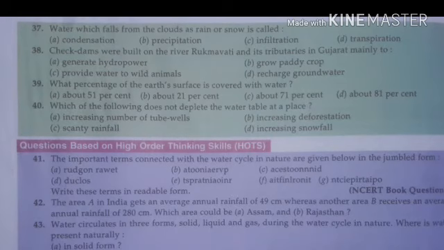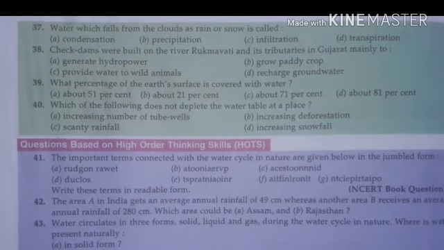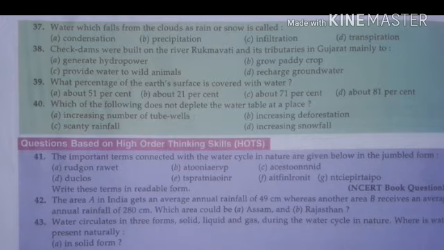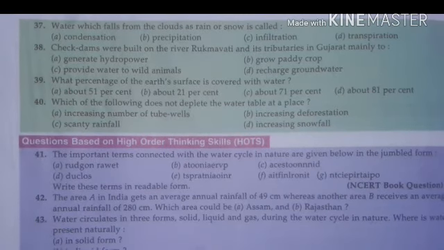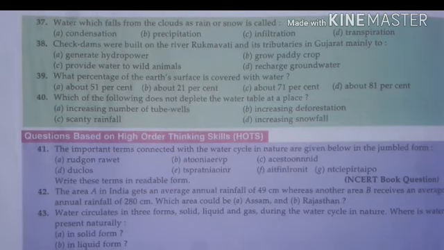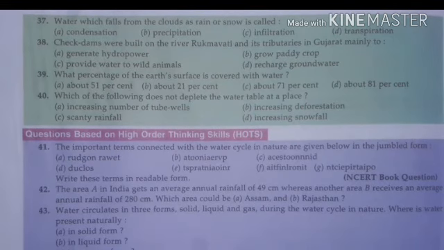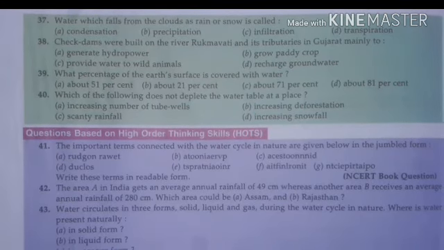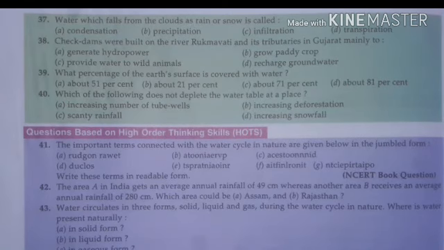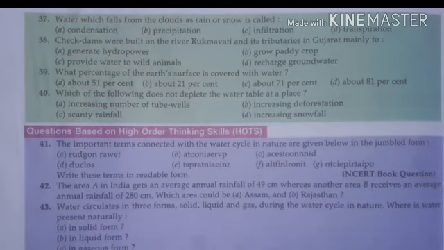Next, questions based on higher order thinking skills. The important terms are given in jumbled form. We have to correct them. A, that is groundwater. B, it is evaporation. C, it is condensation. D, clouds. And E, transpiration. And F, infiltration. And G, it is precipitation, right?